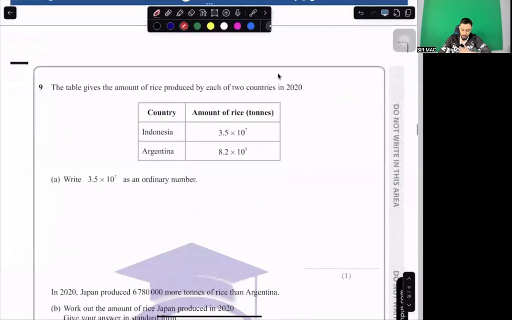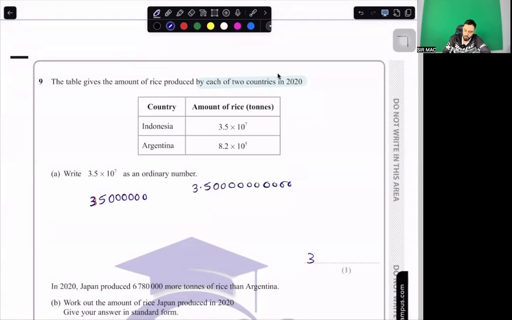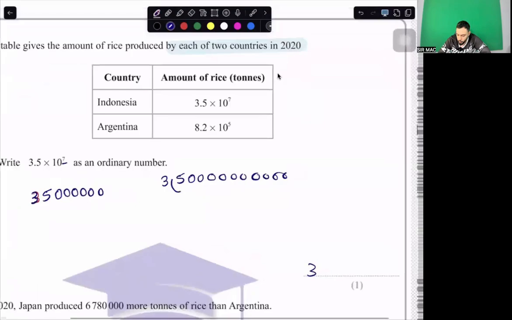Okay, very good. The table gives the amount of rice produced by each of the two countries in 2020, Indonesia and Argentina. Write 3.5 times 10 to the power of 7 as an ordinary number. So again, you would write 3, 5, and add 6 zeros to it: 1, 2, 3, 4, 5, 6. With 6 zeros you would get the full marks. I would recommend putting a lot of zeros. Then since there's 7, you have to move 1, 2, 3, 4, 5, 6, 7.